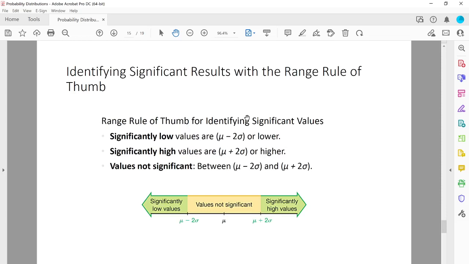We're going to see one example here, but before that I would like to give you this information. Whenever you use this data and calculate the mean and standard deviation or variance, we can always find the range rule of thumb for identifying significant values. Significantly low is any value less than mu minus 2 sigma. Significantly high is any value greater than mu plus 2 sigma. And values not significant are between mu minus 2 sigma and mu plus 2 sigma.